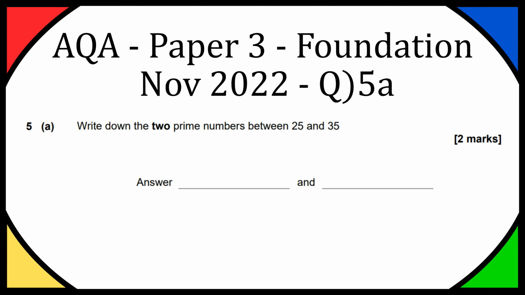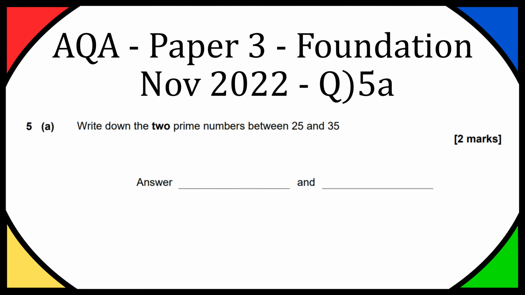Hey everyone, so today I'm going to go over question 5a and we have to write down 2 prime numbers between 25 and 35. Now it says the two prime numbers, so I'm assuming there's going to be only two. It's a 2-mark question and we need to answer the two prime numbers.